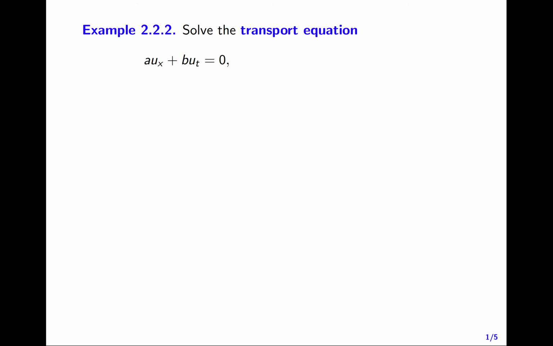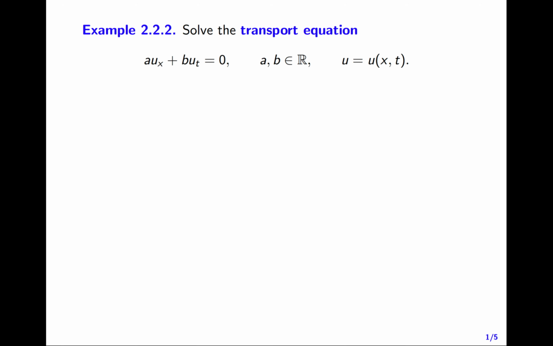The transport equation is the linear first-order homogeneous partial differential equation of the form a times ux plus b times ut equals 0, where a and b are real numbers, and u is a function of the two real variables x and t. In the past, in ordinary differential equations, we often allowed our coefficients to be complex valued. This time we're going to take a and b to be real numbers for reasons we'll see in a little bit.